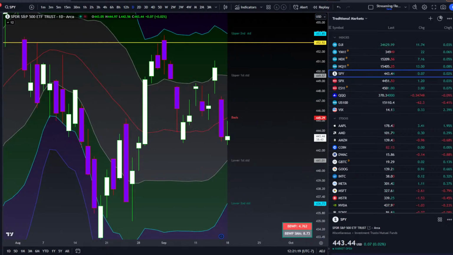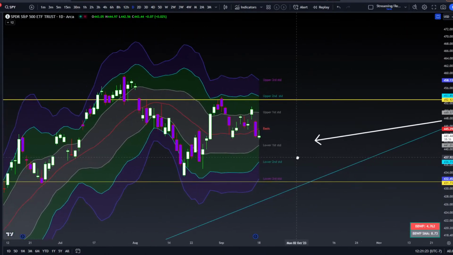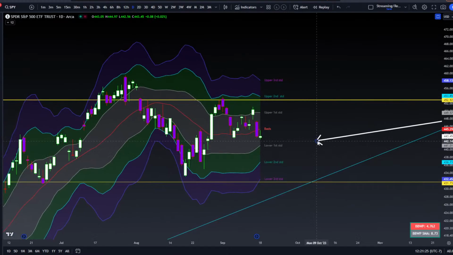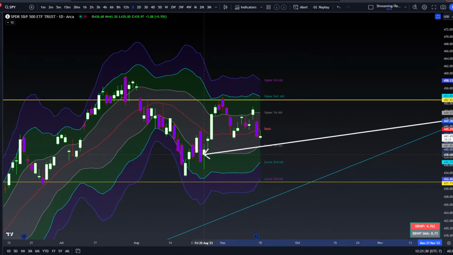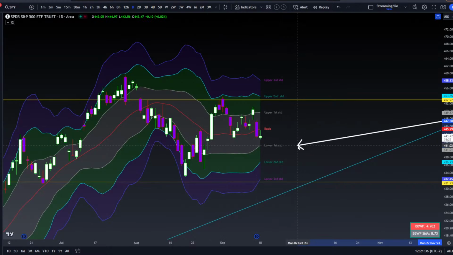SPY swung the low again. We're getting some choppy sideways price action, something that we had previously talked about. The lower first is coming right into these close open candles, kind of splitting the difference there at 440, 441 or so.